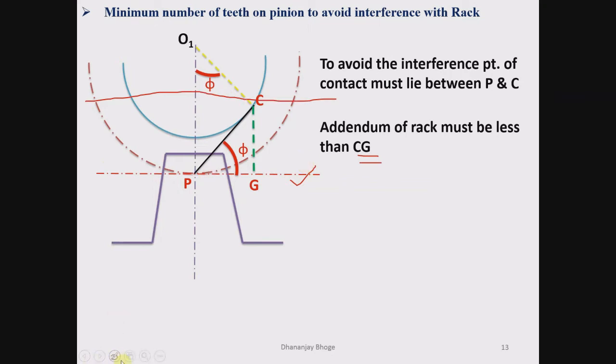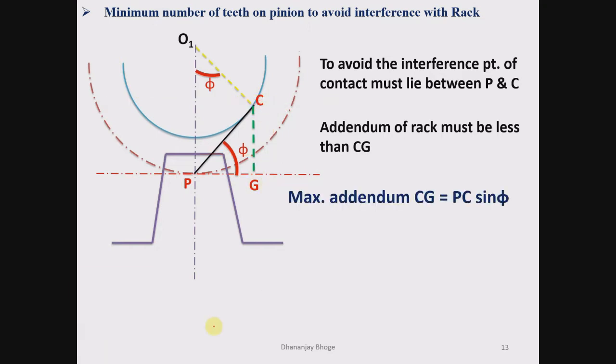So the minimum value of addendum of rack is GC, because addendum is the distance of the addendum circle from the pitch circle. We have this pitch circle, and if we increase this addendum up to point C, the limiting addendum becomes the distance CG. Now the maximum addendum CG is equal to, look at this triangle PGC, which is right angle at point G.